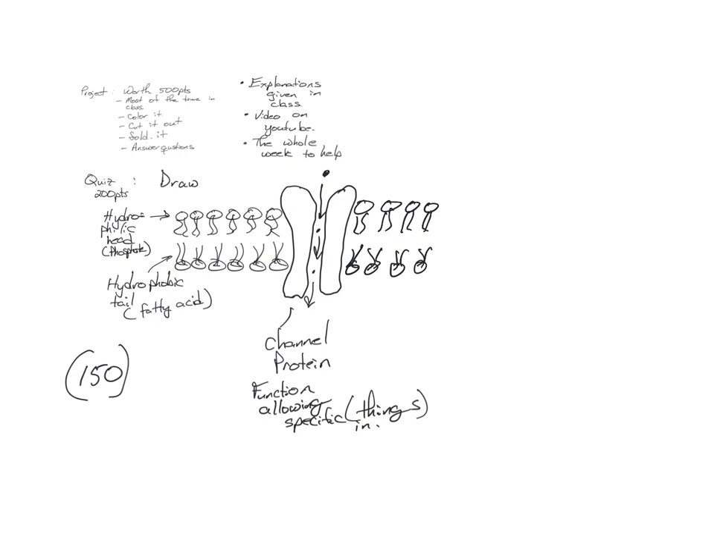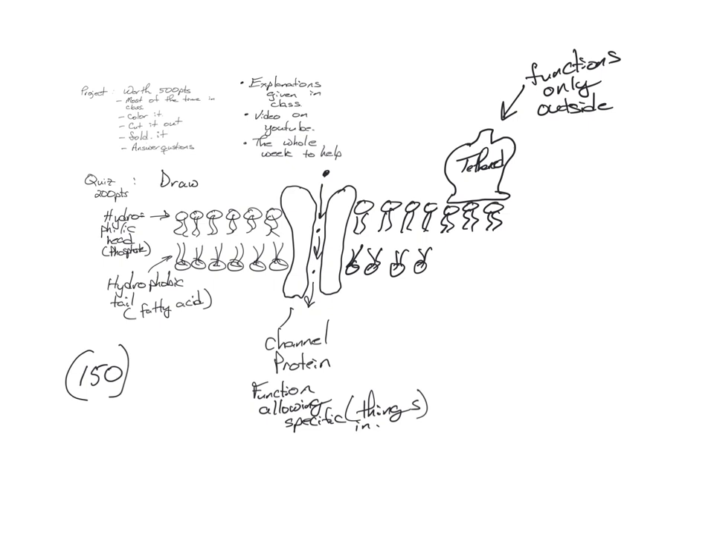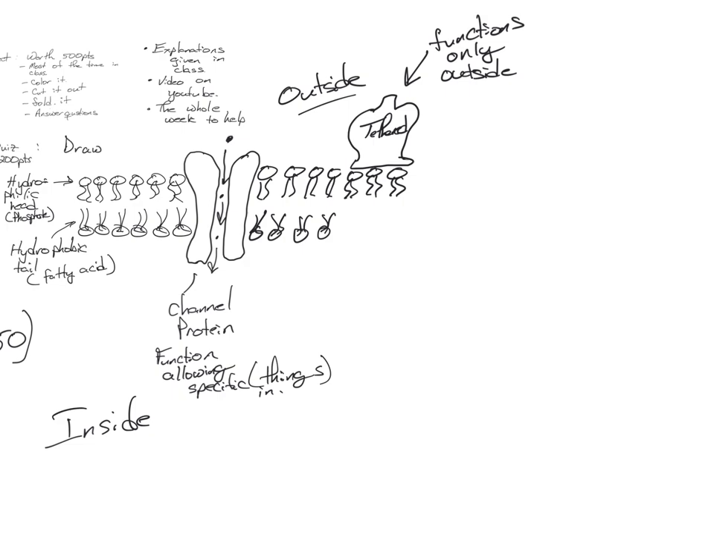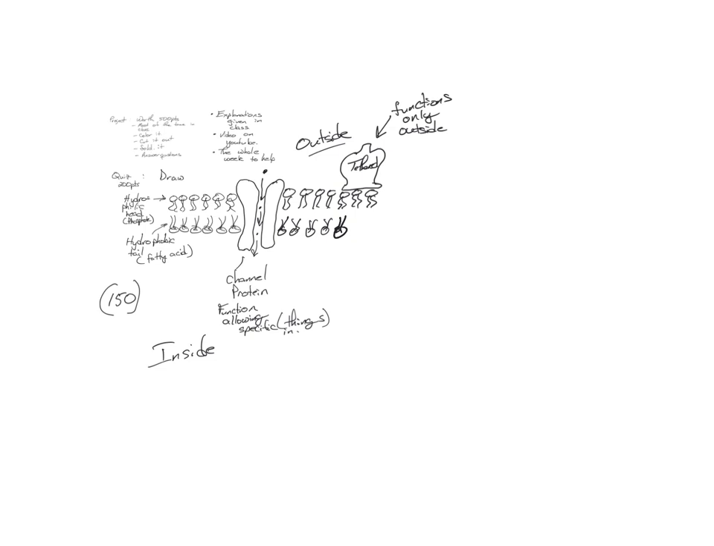So if you have a tethered protein that sits on the outside, attached to a specific lipid, you can call that tethered, and it functions only outside. Of course, I'd expect you to label this outside and this inside. So the tethered protein would give you 10 points with the function, 5 points if you didn't have the function.